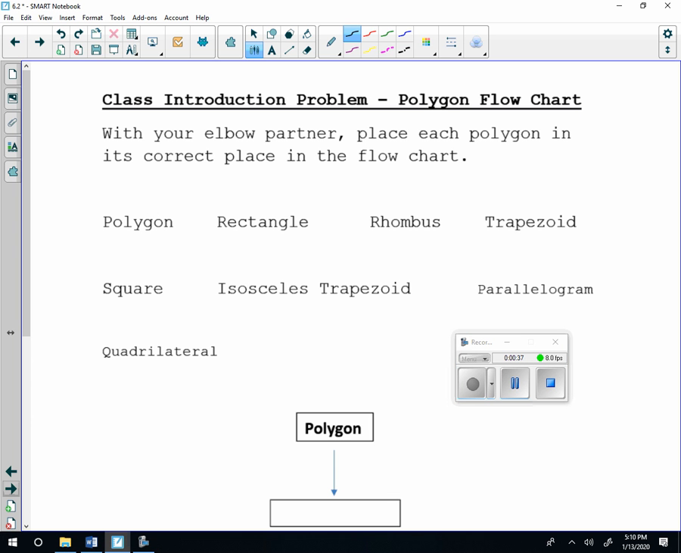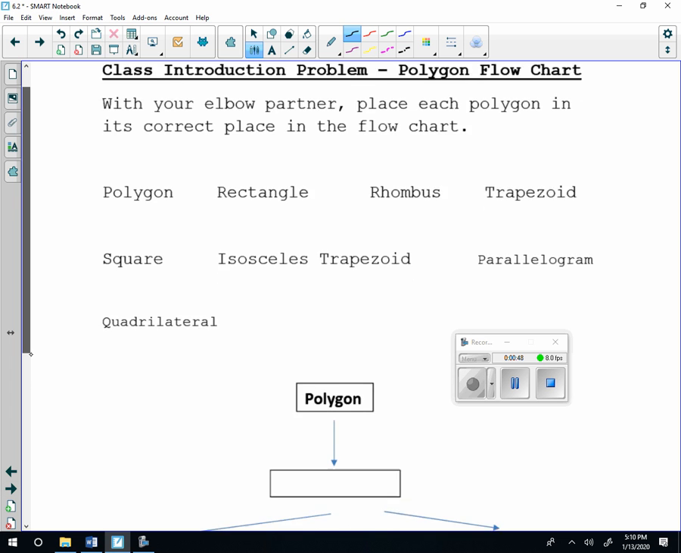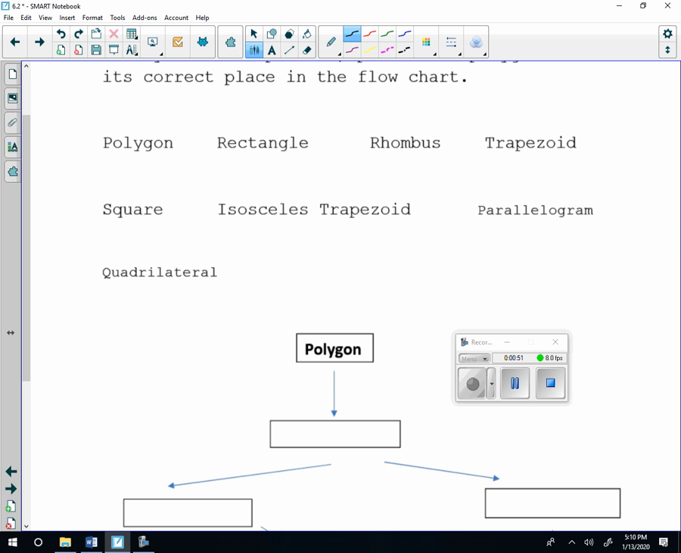If we flip over, we've got a little class introduction problem concerning the polygon flowchart. With your elbow partner, place each polygon in its correct place in the flowchart. Well, the most general name we have is polygon. As we go down this flowchart, we get more specific. So we've already used polygon. A little bit more specific than that is quadrilateral. And a quadrilateral, as you know, is a four-sided polygon.